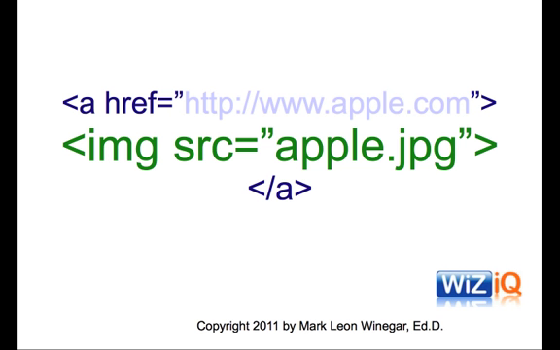Most often you will see these links tied to text, but sometimes you'll see them tied to graphic images or pictures. And all you need to do is take the text out and replace it with an image. So we would insert an image tag in our anchor. So I'd be anchored to, in this case, some graphic image called apple.jpg.